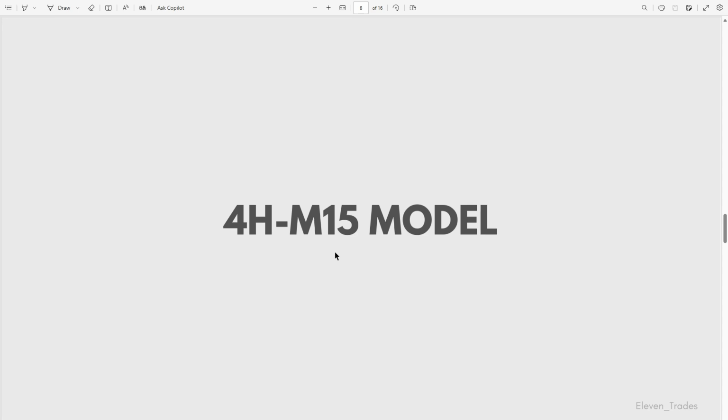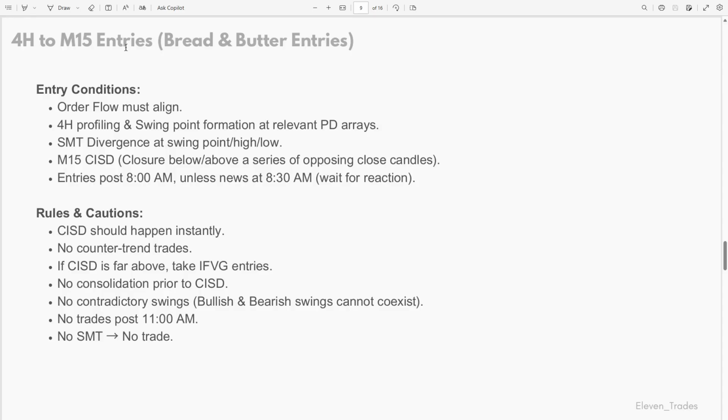Now we will be going over our first model, which is the 4-hour to 15-minute, and it is the same as the 1-hour to 5-minute, but the protocol is a bit changed. So starting with our 4-hour to 15-minute entries, let's go over the entry conditions. You must align yourself with the order flow, that is necessary. The 4-hour profiling, the swing point formation at relevant PD arrays, SMT divergence at this swing point. It is necessary for trading the reversal candles, and for the continuation candles you would need that order block.